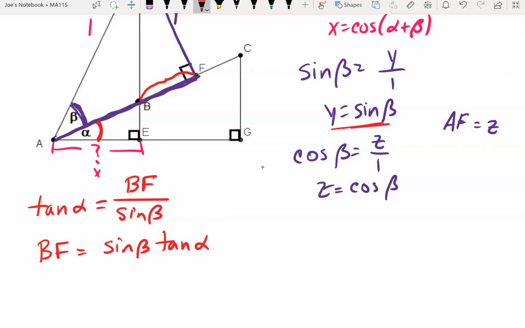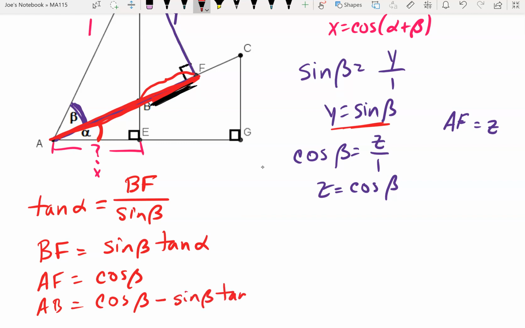All right, we're almost home. Almost, I promise. We already know this whole length, correct? That was cosine of beta. We said our AF was cosine of beta. So if I know the whole length, and I know just this part here that I'm coloring under in black, can we figure out what AB is? If I know the whole thing and the one little piece, how can I figure out what AB is? I just need to subtract them, right? The whole thing is cosine of beta. This little piece is sine of beta tangent alpha, so AB must be cosine of beta minus sine of beta tangent alpha.